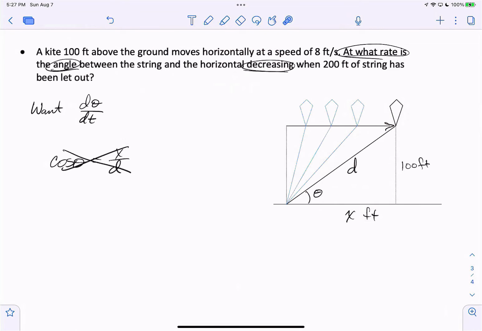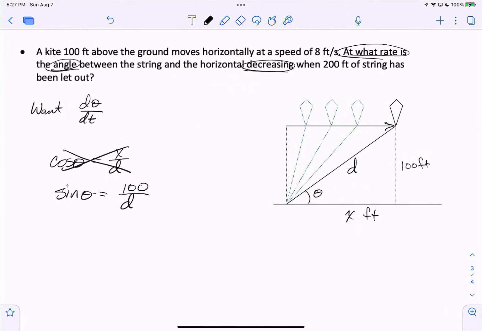We might next consider using the 100 feet and the d, and that would give us the sine function. The sine of theta is 100 over d, and hopefully you got, by the way I introduced this, that that's not the way we're going to go. Aside from the fact that d is in a denominator, when we differentiate both sides of this, we're going to end up with a dd/dt again, and that's not something that we have. That leaves us with using the 100 and the x. Now that doesn't involve the d, but that's going to be okay, it turns out.